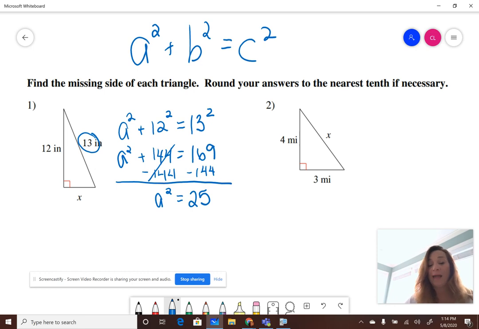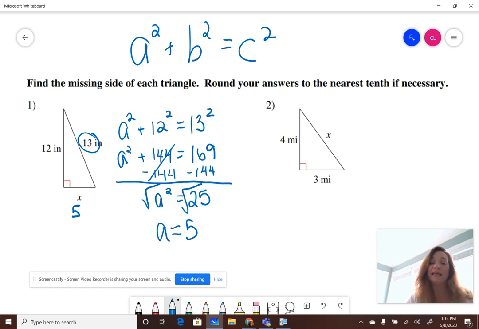So now I have to think back to that last unit. What is the opposite of squaring? The opposite of squaring is a square root. So I take the square root of both sides and that gives me a equals 5. Now, we're only going to take the positive square root. That's called the principal square root. So we're saying a equals 5.